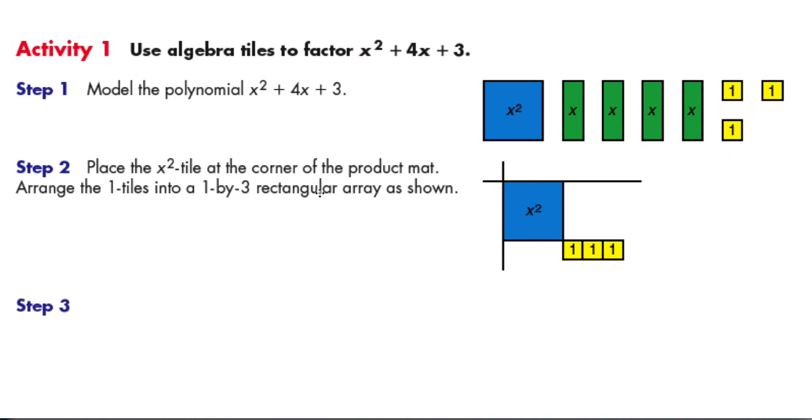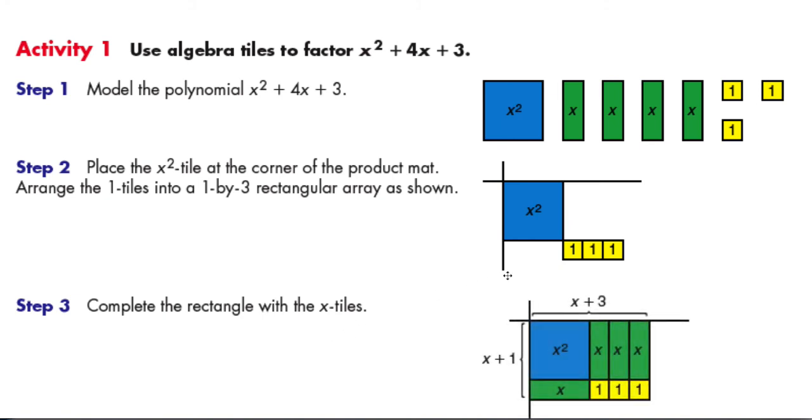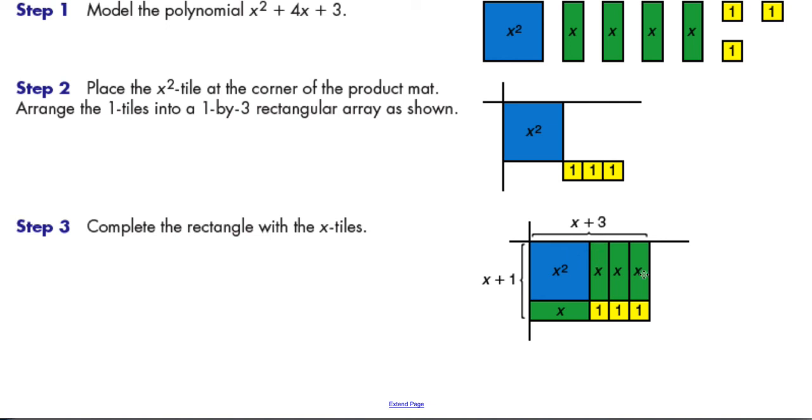Then after that, we simply complete the rectangle with the x tiles. Completing the rectangle, we put the 3 x tiles here and 1 x tile there, and we form a rectangle. If you notice, it has the dimensions x plus 1 and x plus 3. Why? Because this is considered to be x right here, and this is 1 unit as the width. This is x, and these are your 1 units. So it's x plus 3.